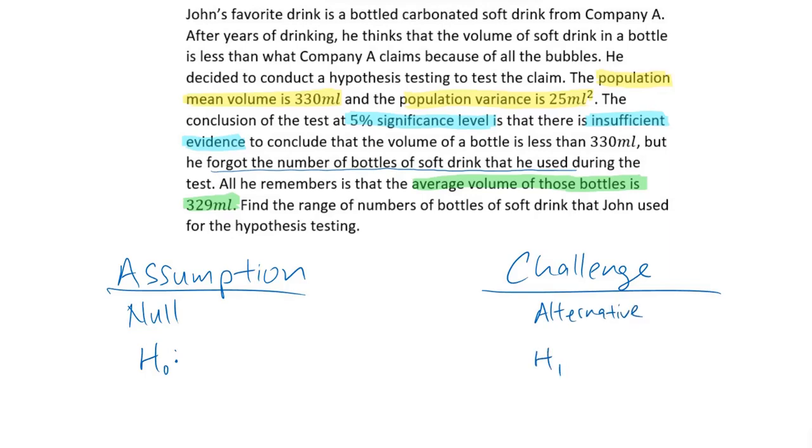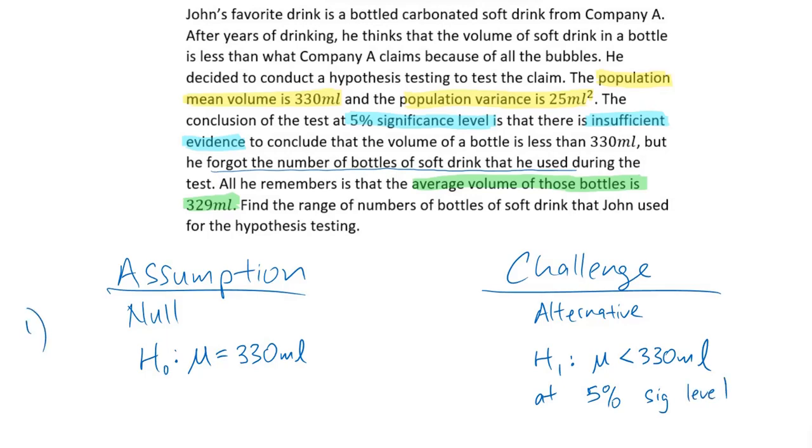In this case, your null hypothesis is that we are supposed to assume that the company is claiming the right thing. So we say that the mean is what the company claims, 330 milliliters. H1, the alternative, is what John thinks. He thinks that the mean is actually less than 330 because of the bubbles. And we are supposed to test at 5% significance level. So that's our step 1.